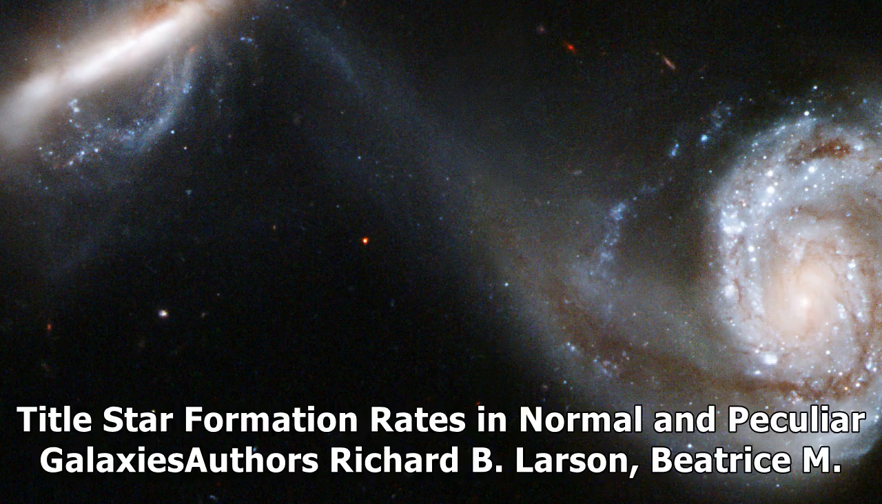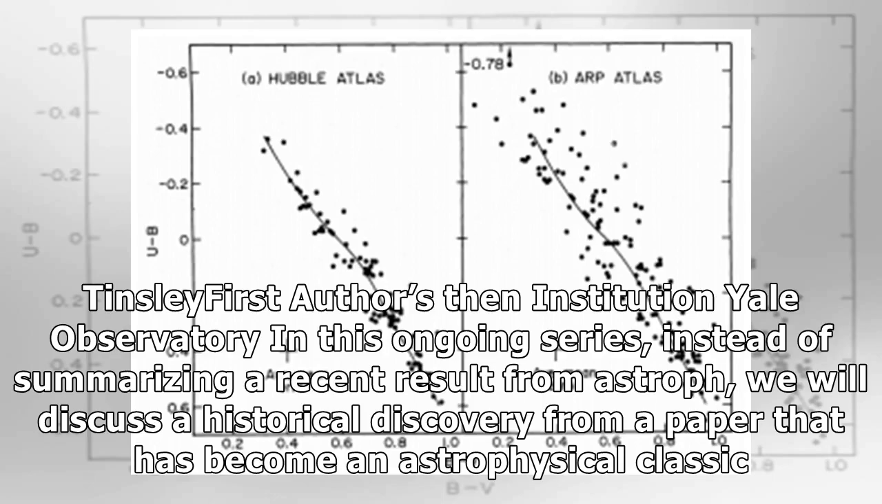Title: Star Formation Rates in Normal and Peculiar Galaxies. Authors: Richard B. Larson, Beatrice M. Tinsley. First authors' institution: Yale Observatory. In this ongoing series, instead of summarizing a recent result from Astrophysics, we will discuss a historical discovery from a paper that has become an astrophysical classic.